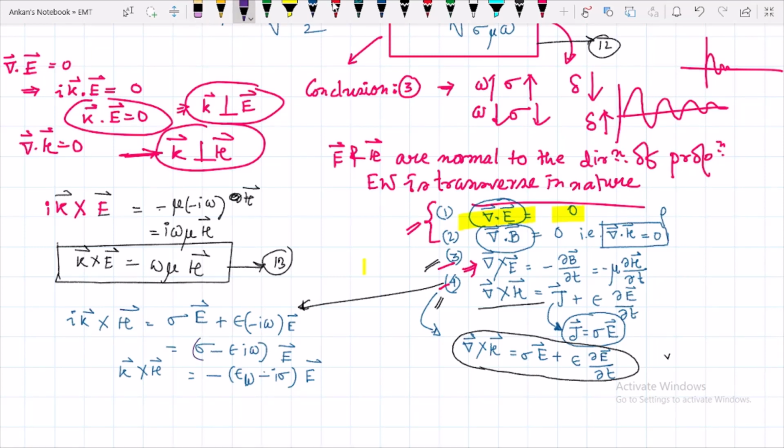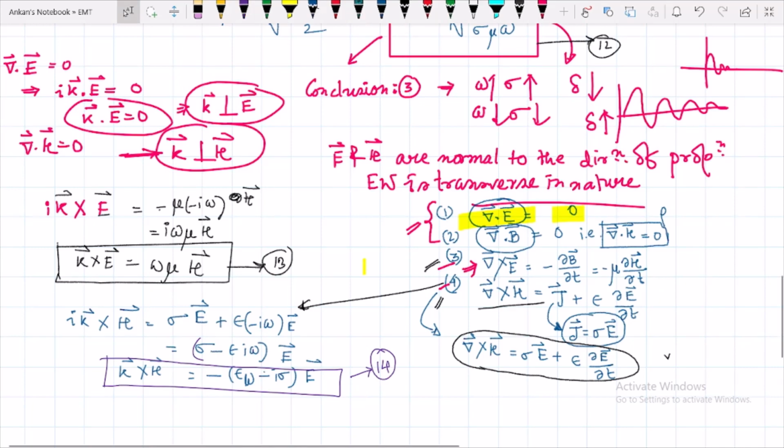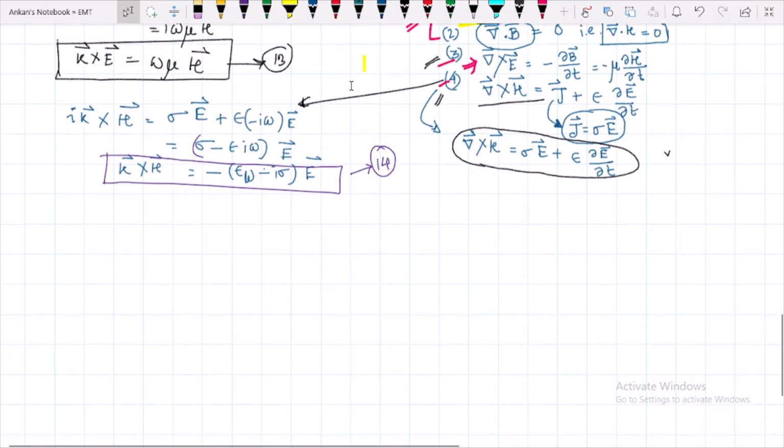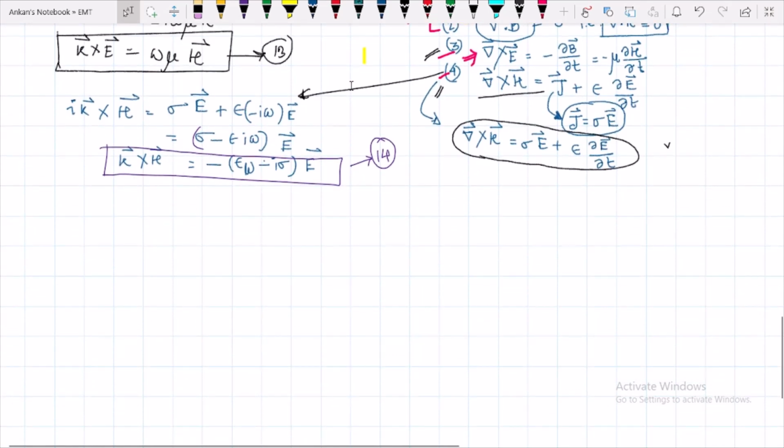These are the results. After simplification you will be able to obtain k cross H equal to minus of omega epsilon minus i sigma into E. So from this you can say that H is also perpendicular to both k and E, and here you can also conclude that E is also normal to both k and H, or perpendicular to the direction of propagation and magnetic field.